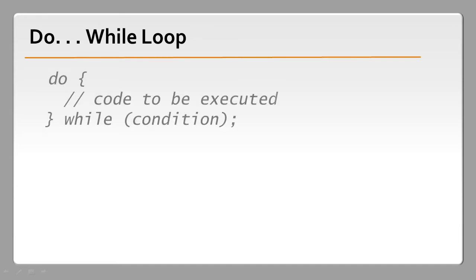A variation of the while loop is the do-while loop. In a do-while loop, the condition comes after the block of code you want executed. So you begin with the keyword do, a block of code in curly braces, and then while followed by the condition in parentheses. It's also important to finish with a semicolon. The difference between these two loops is that the code in a do-while loop will always be executed once, even if the condition is never true.